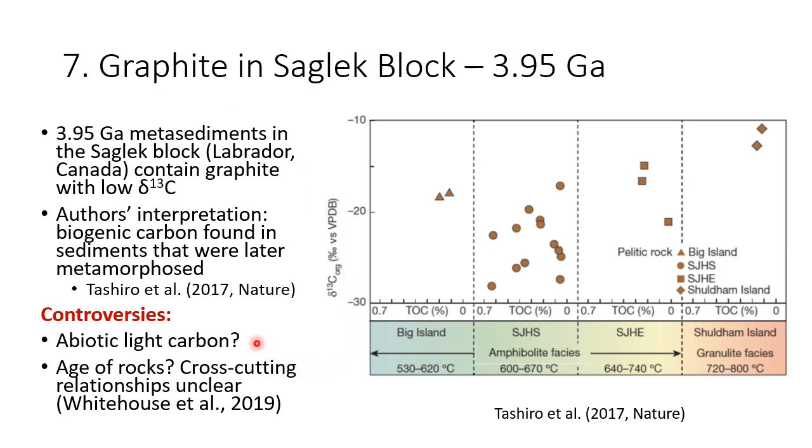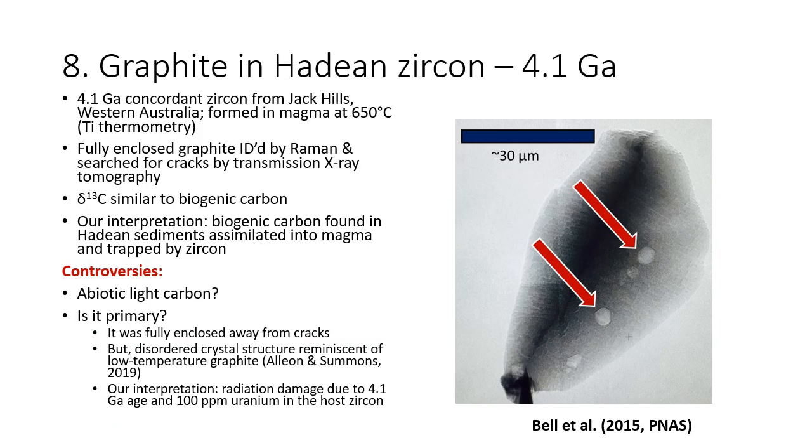Now, there are a number of controversies here. There are always questions raised about abiotic sources of light carbon, but in particular, the cross-cutting relationships used to establish the age of these metasediments have been brought into question in recent studies, suggesting that they are not really applicable to the outcrops in which the carbon here is found. Now, our final case study is one of my own.